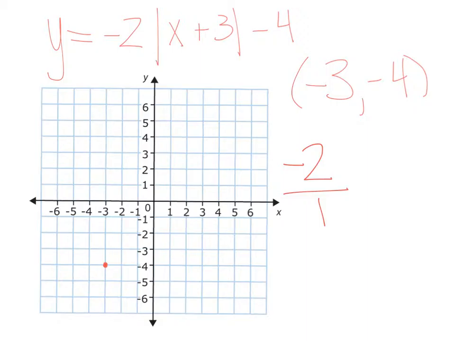So starting from the point that I plotted for my vertex, I'm going to go down 2, to the right 1, plot a point. And it doesn't look like I have any more room on my graph here, so I'm going to go ahead and stop there.